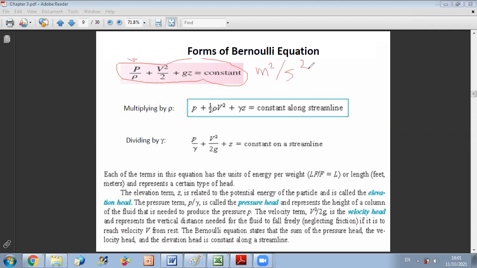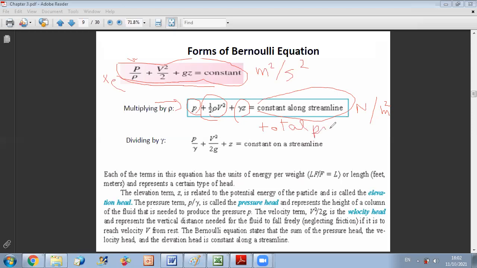Another possibility is to write it in the following form. If you multiply all terms by rho, then you get P plus half rho V square plus gamma Z equal to constant. And then all your terms will have the unit of pressure, which is Newton per meter square. We consider that this is the static pressure, this is the dynamic pressure, this is the hydrostatic pressure, and it should be equal to the total pressure. So this constant will be equal to the total pressure.